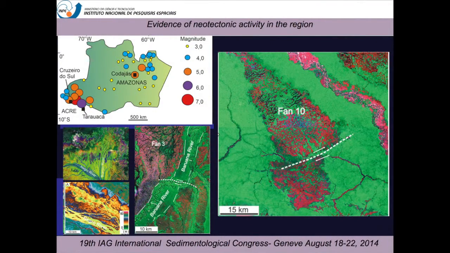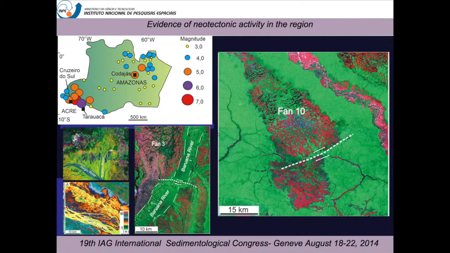Another feature you can see here is that we have a lot of earthquakes in the Amazon. Many people don't know about that, but they are there. So here is a synthesis of the seismogenic record for the Amazon. We have earthquakes with magnitudes up to 7 in some areas, not all over the place. This one here, from 1962, was a very important earthquake. It shook the area around there a lot.